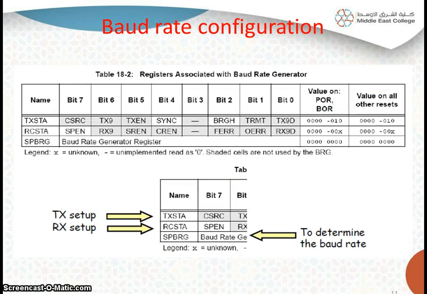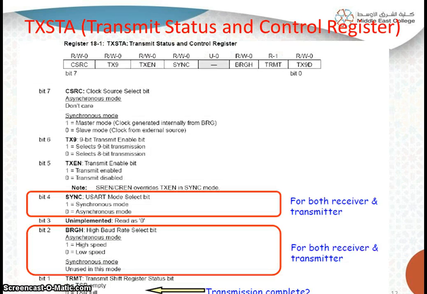In order to configure the baud rate in the PIC16F microcontroller, 3 registers have to be used. That means the registers associated with the baud rate generator are TXSTA, RCSTA and SPBRG. In this slide we will see what the TXSTA register is. It is the transmit status and control register. It is an 8-bit register.